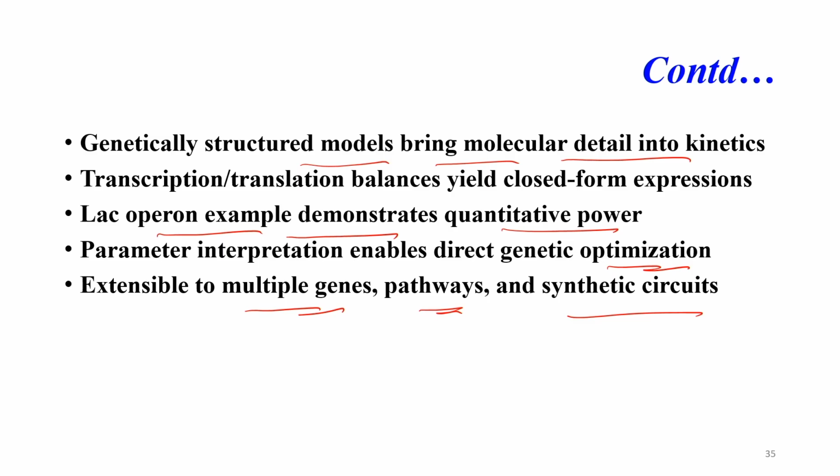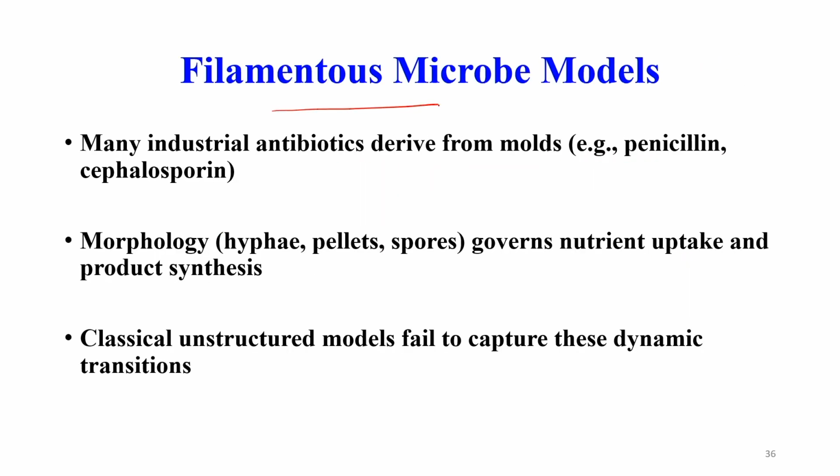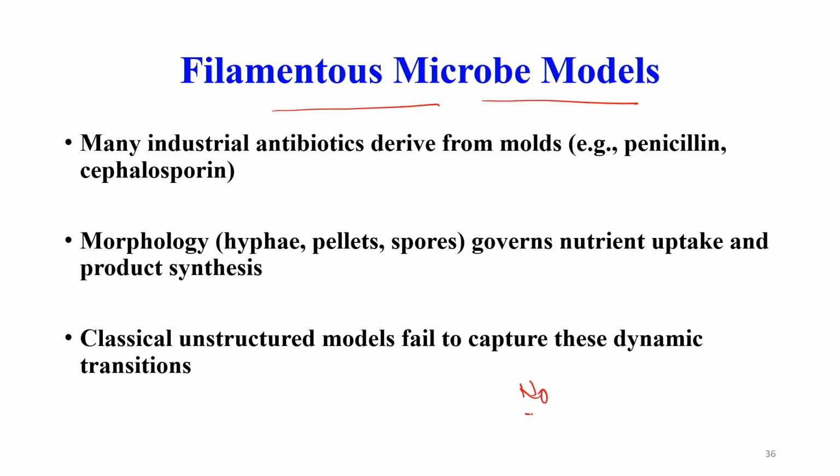Now, the next model we are going to discuss is the filamentous microbe model. If you remember, when we discussed the growth of filamentous organisms, typically when we see the kinetics of microbial growth, we can write in terms of number of cells per unit volume or mass per unit volume. But in the case of filamentous organisms, we can write only in terms of mass per unit volume because of their different morphology.